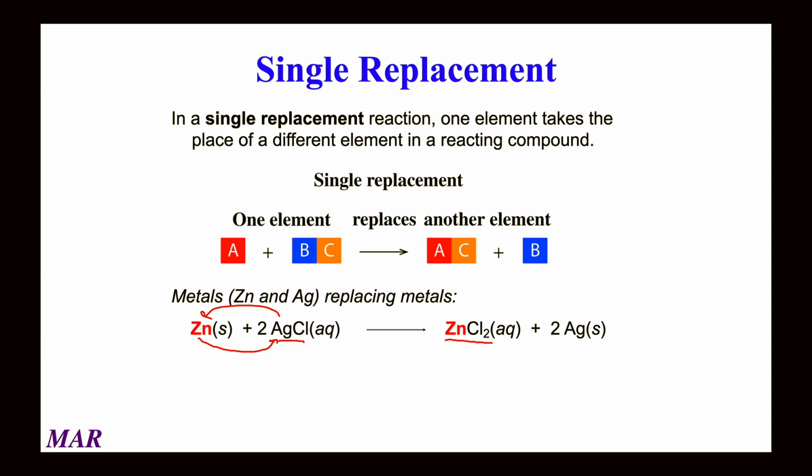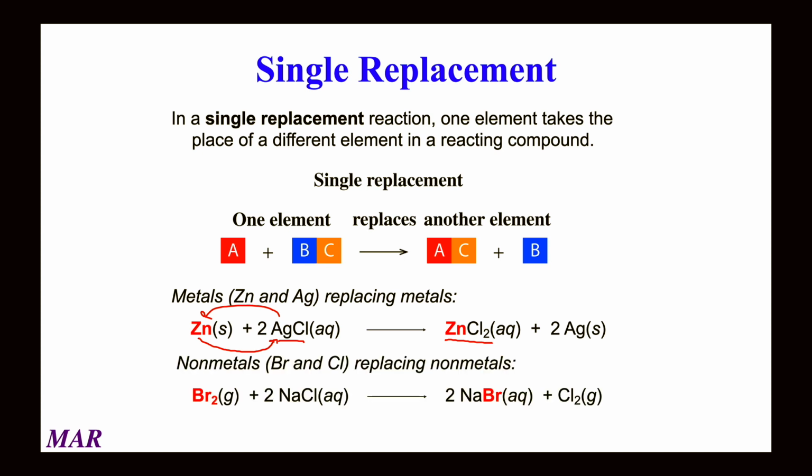So you got to put a 2 in front of the AgCl and the Ag. Here's an example of the nonmetals. This is an example of bromine and chlorine trading places. So Br and Cl are both nonmetals. They're going to try and fight, I guess, over who's dancing with sodium. That's why you want to think about it. Anyway, bromine and chlorine are both diatomics, so Br2 on both sides, 2 NaCl, 2 NaBr. Sodium is still +1 on both sides.